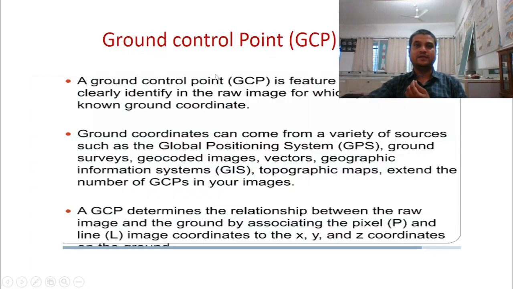Okay. Then next, ground control point, that is the GCP. It is a feature that you can clearly identify in the raw image, for which you have to know the ground coordinates. Ground coordinates can come from a variety of sources such as GPS, ground survey, geocoded images, vectors, geographic information system, and topographic maps. From that, ground coordinates can be obtained with the help of GPS and GIS.